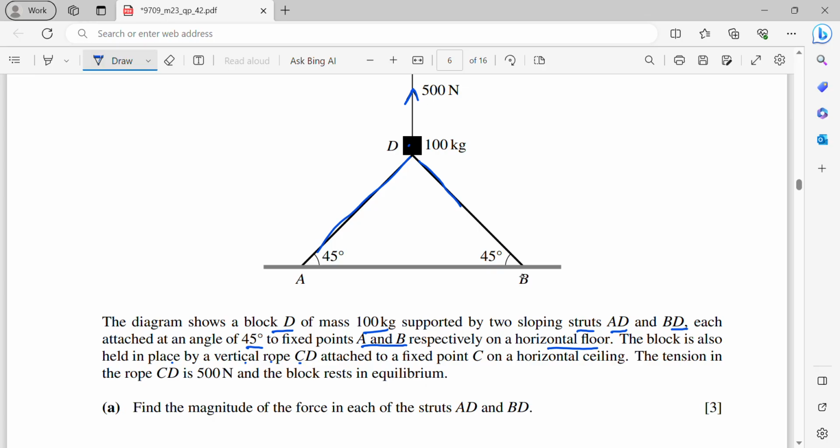Now, the C is on the horizontal ceiling. The tension in the rope CD is 500 newtons and the block rests in equilibrium, which means it is not moving. Now A: find the magnitude of the force in each of the struts AD and BD. Okay, so from here, I will consider two tensions. This is TA and this is TB.